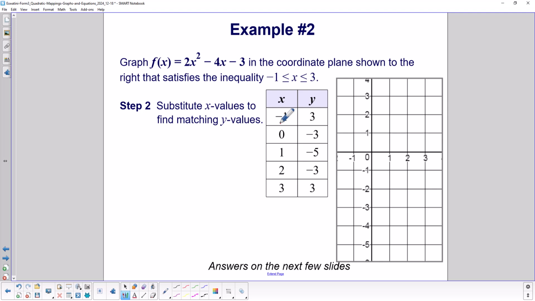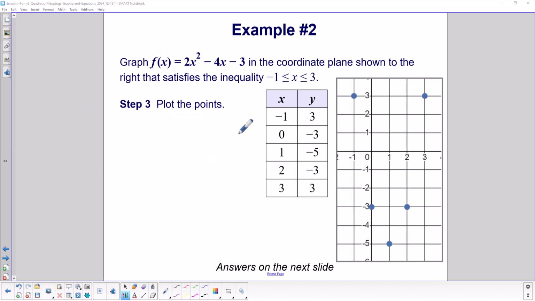So let's start with -1. So that's going to be 2 times -1 squared, which is 2, minus 4 times -1, well that will be plus 4, minus 3, and we get 3. Let's try 0. X squared goes out, x goes out, and we're left with -3. Let's do one more. Let's try number 1. So that's going to be 2 times 1, which is 2, minus 4, minus 3, and that will be -5.